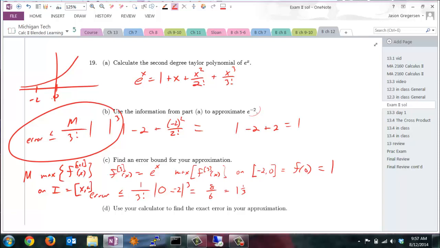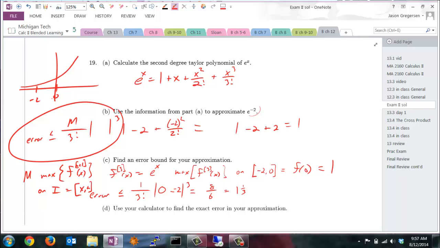If I didn't really know what the picture was, I could take the derivative of that n+1 derivative and see if it's increasing or decreasing on the interval. So I could look at the function and say, oh, I take the derivative, and the derivative is always positive in this interval. Therefore, the function must be increasing in this interval. That would tell me the maximum value occurs at the right-hand side. I would evaluate the function over there to find the max value.